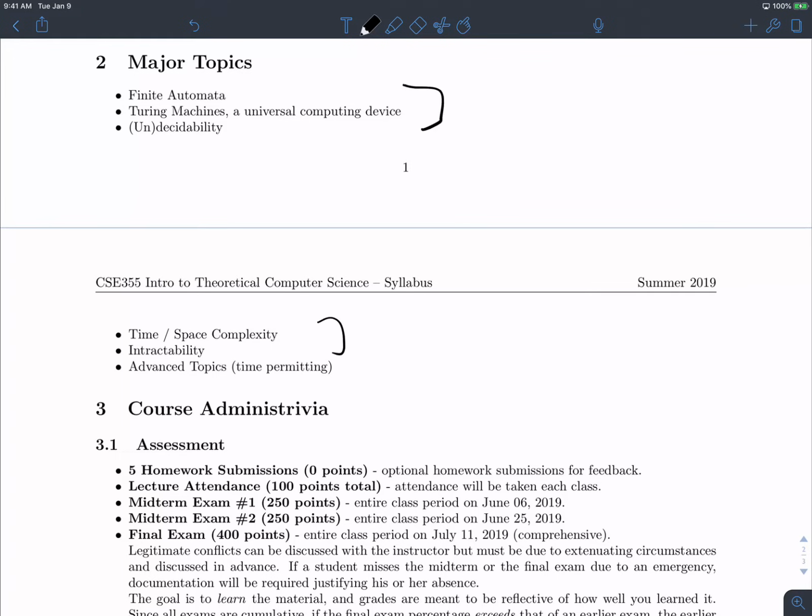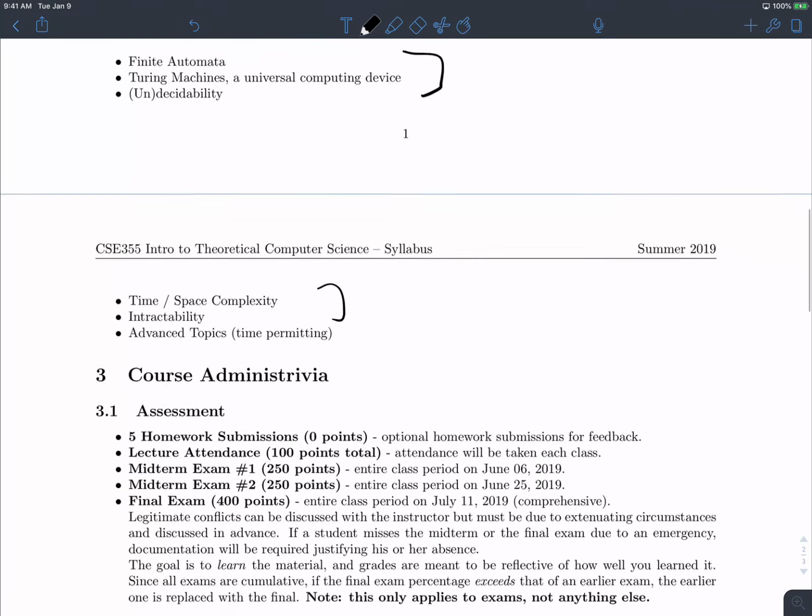So it's about talking about problems that a computer can solve, but with the restriction that they run efficiently, they run quickly. What kinds of problems can I solve quickly? So that's the P versus NP type question.